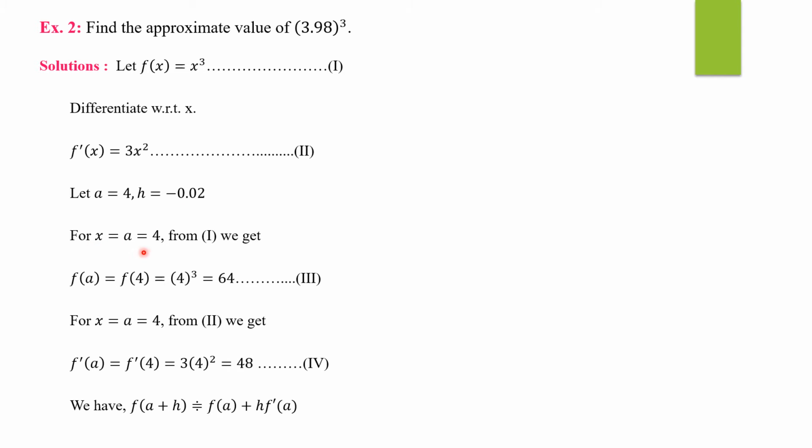For x = a = 4, from equation 1 we get f(a), that is f(4) = 4 cube = 64, denoted by equation 3. For x = a = 4, from equation 2, that is its derivative, f'(x) means f'(a) = f'(4) = 3 into 4 square, since the value of x is 4, equal to 48, equation 4.